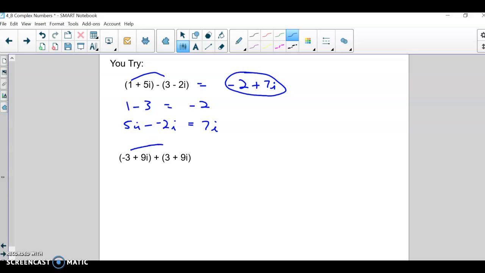All right, and to add one, we're just going to combine the real parts, so that's 0, and then combine the imaginary parts and just adding those together, so that would be 18i. Right, and again, if you want to drop the 0 there and just write it as 18i, that would work too.